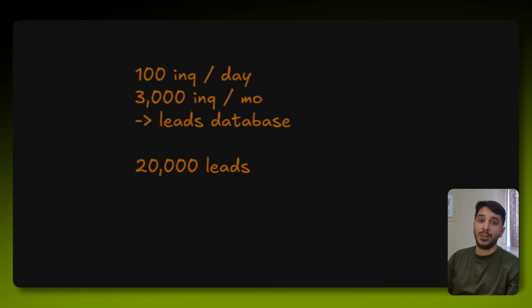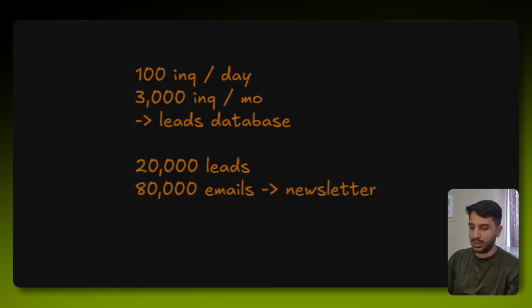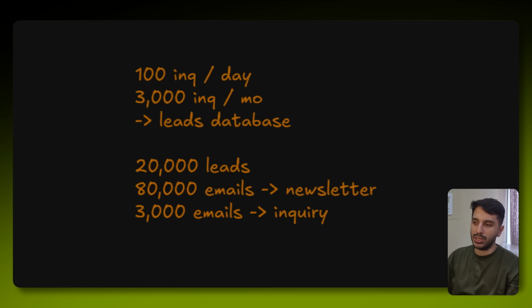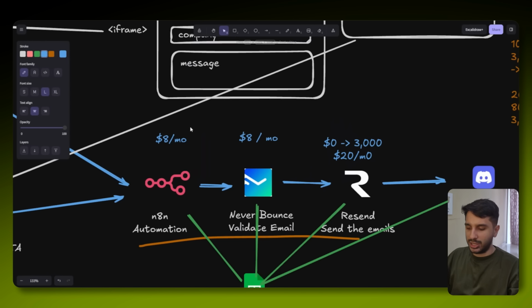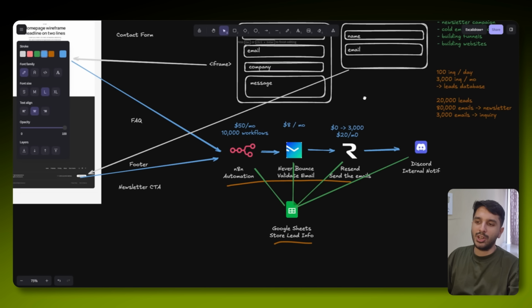Every week we send a newsletter to our customers. So we have about 80,000 emails for newsletter and then 3,000 emails for inquiry. So this is my current use case. Now if you were scaling at the same speed I am, you would need the end-to-end subscription of $50 per month so that you can run about 10,000 workflows. And this is just for the 3,000 inquiries per month.